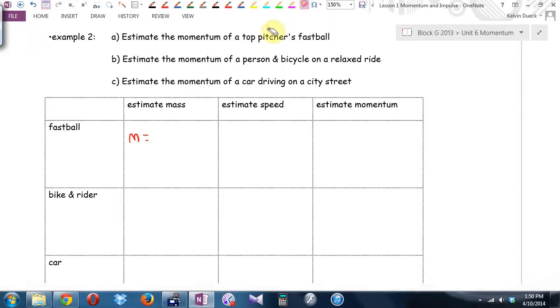Oh, change colors, Mr. D. Maybe 250, maybe 150, but I bet you I'm close. I don't think it's 800. I don't think it's anywhere close to a kilogram. In fact, I don't even think it's close to half a kilogram. But I need to change this from grams to kilograms, so about 0.2.